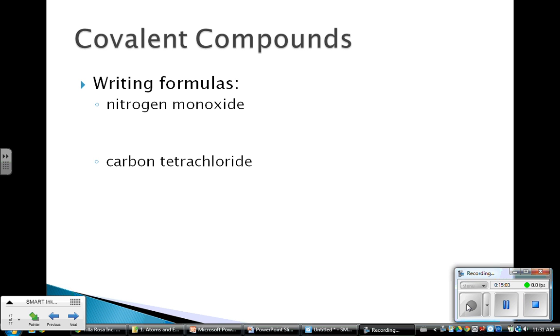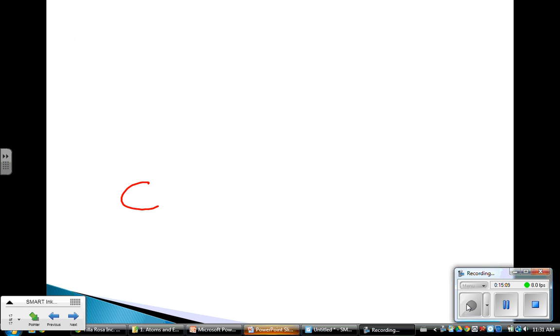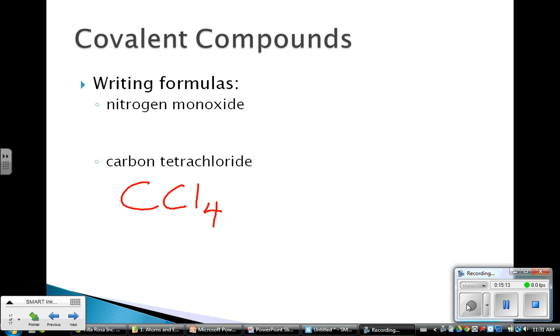What's the formula for the second one? Carbon tetrachloride. Carbon, CCl4. Because it's carbon, so singular. Tetra is 4, chloride. Okay, the first one here, nitrogen, so 1 nitrogen, 1 oxygen.